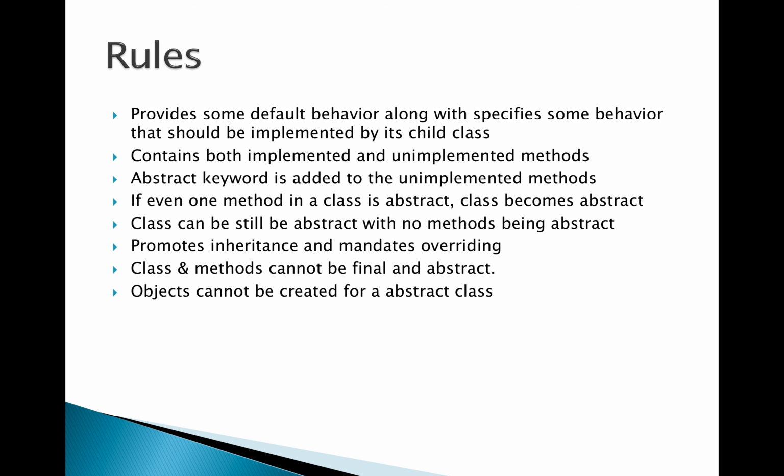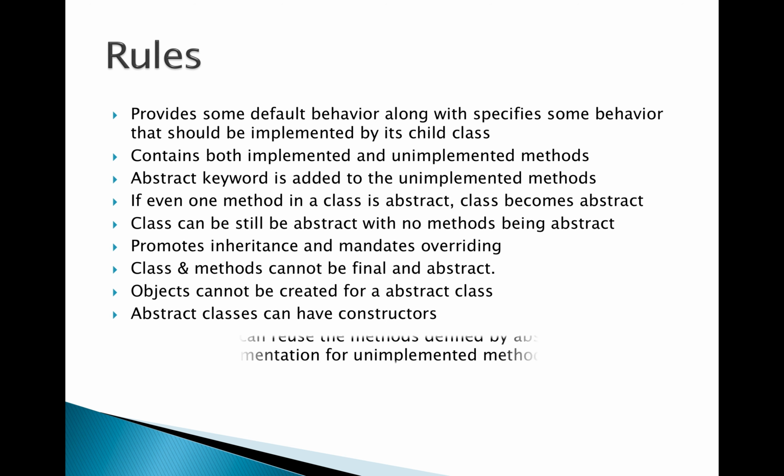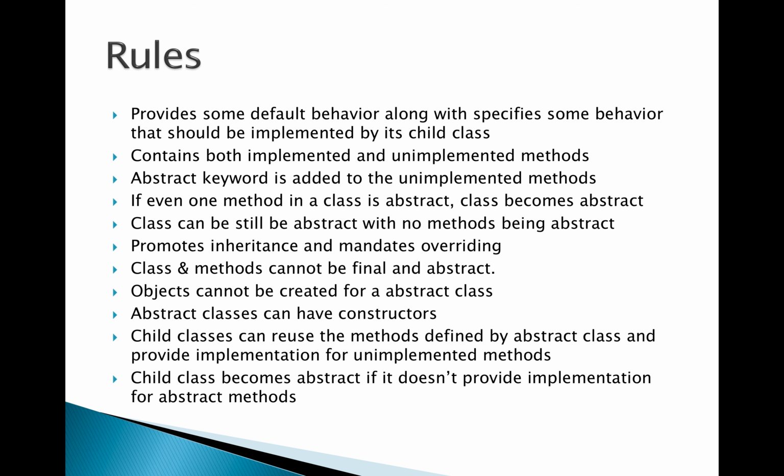Objects cannot be created for an abstract class, as we said before. We cannot say new object of it, but you can still have a reference to it. An abstract class can have constructors. Child classes can reuse the methods defined in the abstract class, as we mentioned before, and provide implementation for the unimplemented methods. A child class will become abstract if it doesn't implement the unimplemented methods from the abstract class.